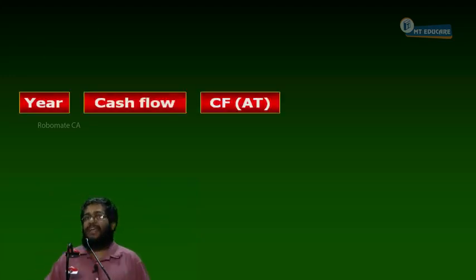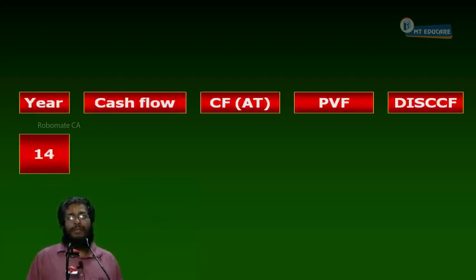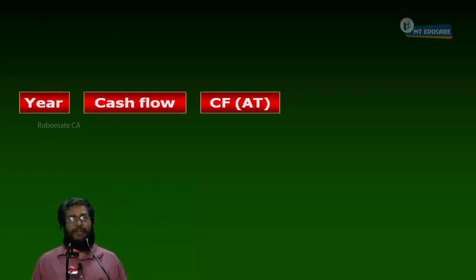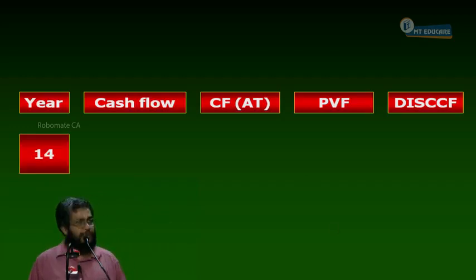Here, cash flow, present value factor, discounted cash flow. One column, I'm omitting it. As I dictate, don't look at the slide. Here, cash flow, present value factor, and then what? Discounted cash flow. When I get the salvage value, today or end of 15th year? End of 15th year, right?